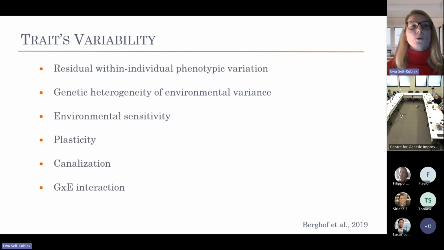Okay, yeah. So when we talk about trait variability, you may come across different definitions, different words used to express it. The most popular are residual within-individual phenotypic variation, genetic heterogeneity of environmental variance, environmental sensitivity, plasticity, canalization, and G/E interaction. Some of you maybe heard about some of those terms. For sure, G/E is the most common for you to know, and maybe in this presentation it will be given in a bit different context.